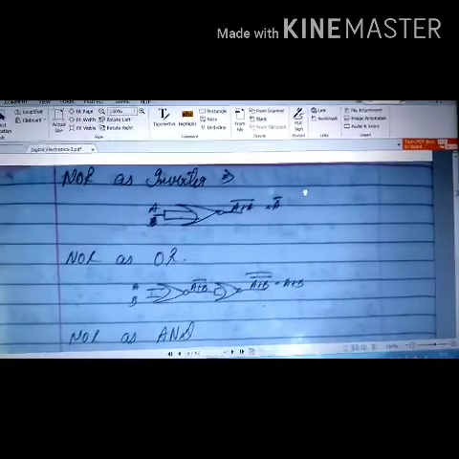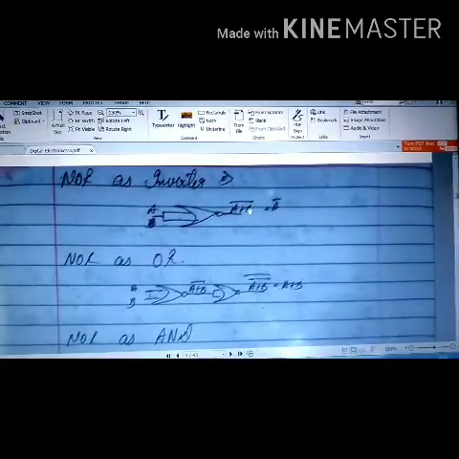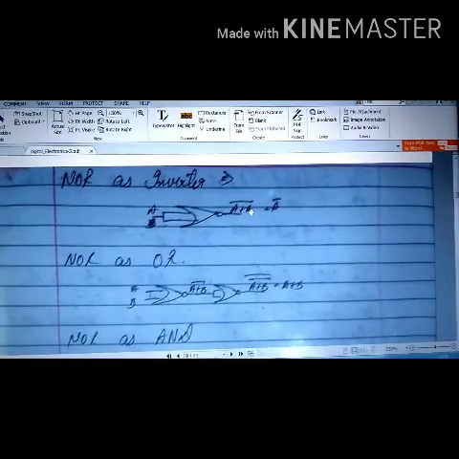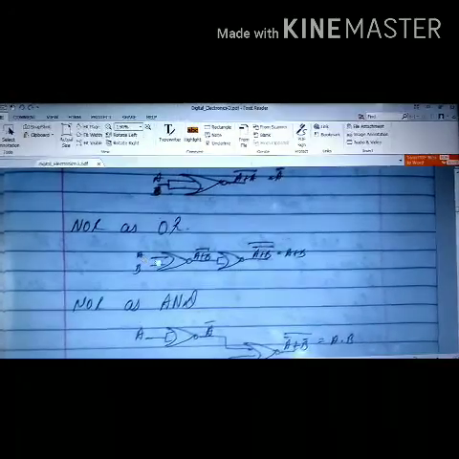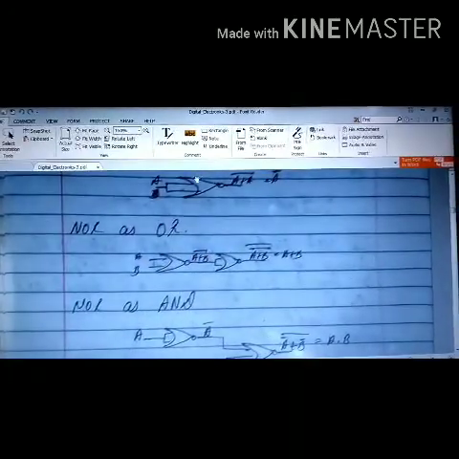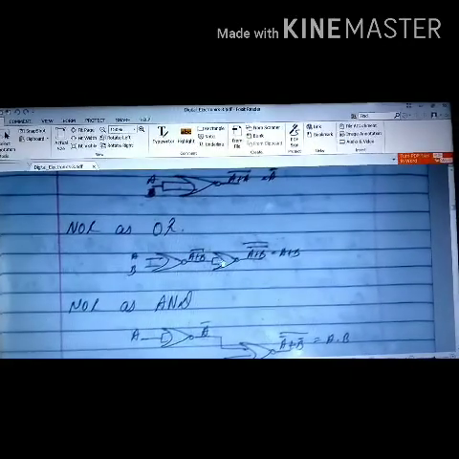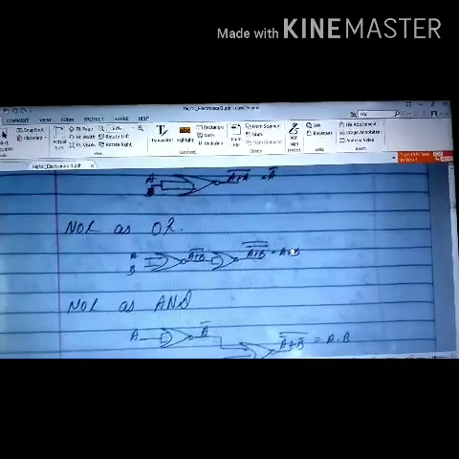If we short circuit both the inputs and put in an A, then we'll get (A plus A) whole bar, and A plus A is again A, so A bar. NOR as an OR gate: we send A and B through the NOR gate, we get (A plus B) bar. Then we use another NOR gate as an inverter, we get ((A plus B) bar) bar, which comes out to be A plus B.